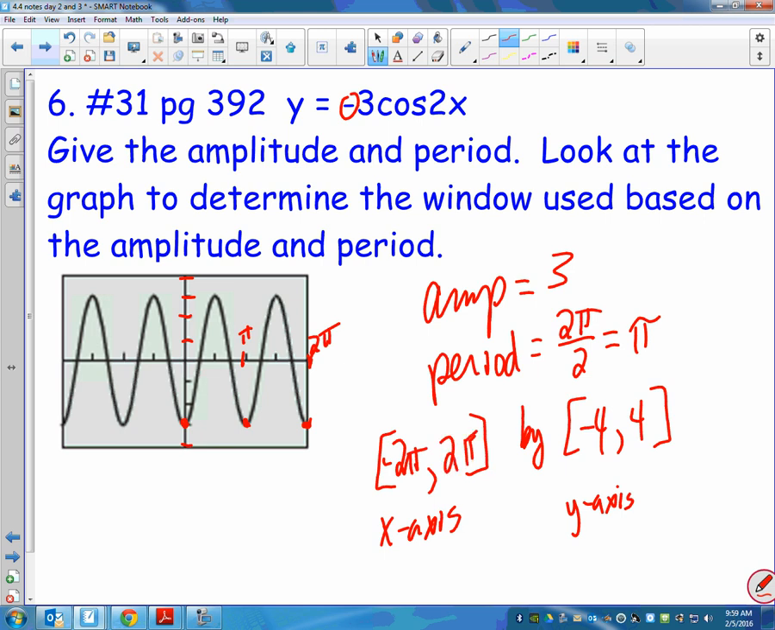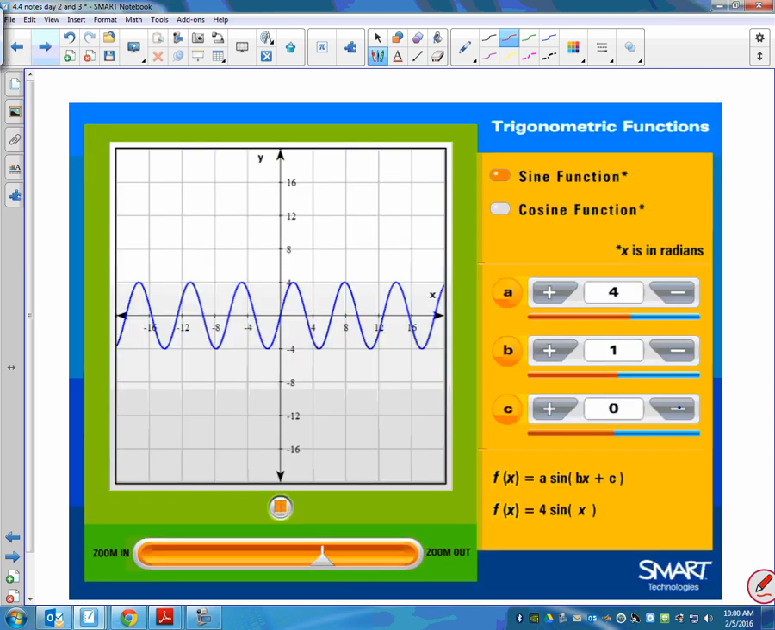So kind of similar to the worksheet, but instead of you writing the equation, they give you the equation and you have to say the window. So again, kind of practicing how do you recognize 1 full period and then what would the x and y axis go by. Okay? So it kind of maybe seems like a lot of homework.